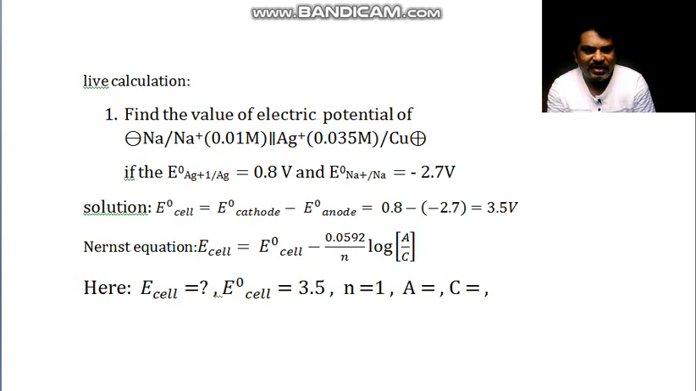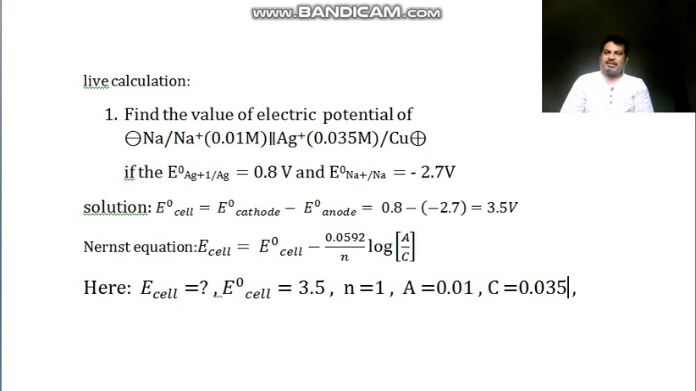Then the value of anode, the concentration of anode. You can see the concentration of anode is given as 0.01 and the concentration of cathode is given as 0.035. We should put these values. So concentration of anode 0.01 and concentration of cathode 0.035. Now we are putting these values back into the Nernst equation.